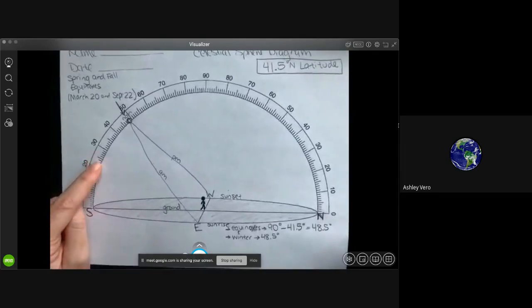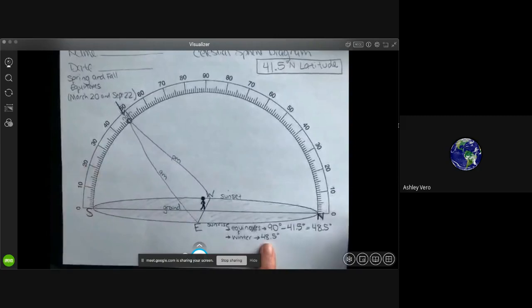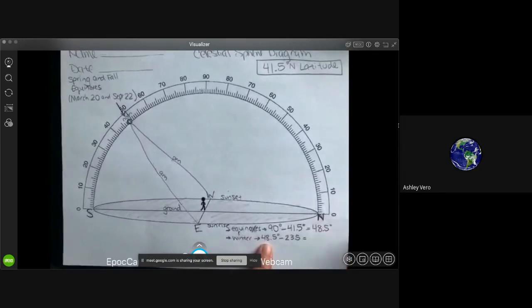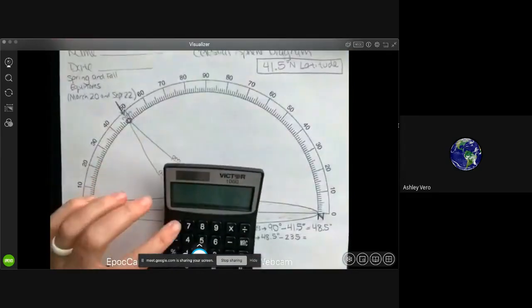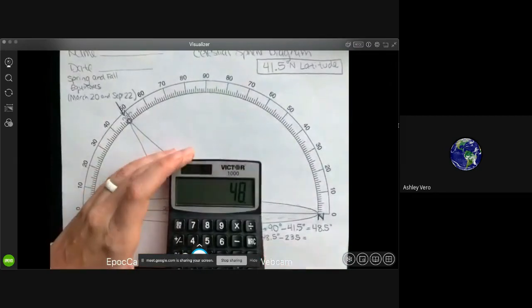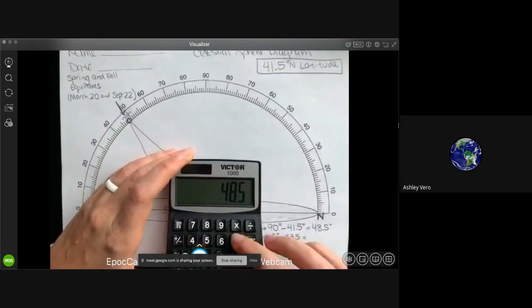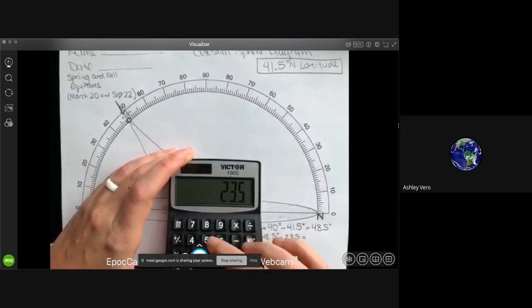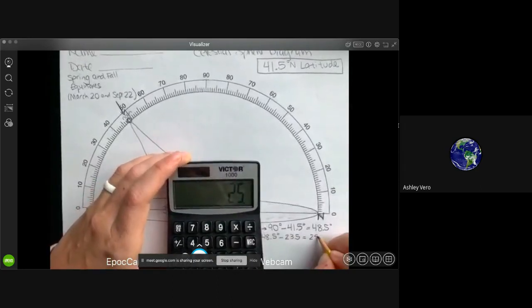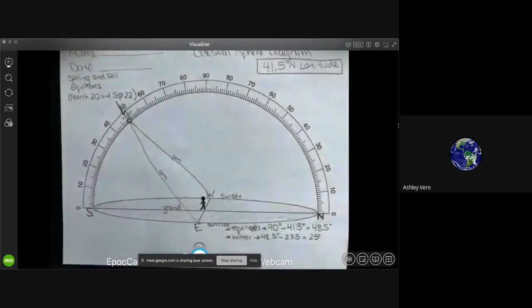So the winter path is going to be down here. So this is going to be a lower number. So what we're going to do is we're going to take the number we had here and subtract from it the tilted axis. But we're just going to say that it's 23.5 degrees because that's an easier number to work with than 23.4. So we're going to subtract the two. So here we go. 48.5 minus 23.5 equals 25. So our noontime sun in the winter is going to be at 25 degrees in the sky.